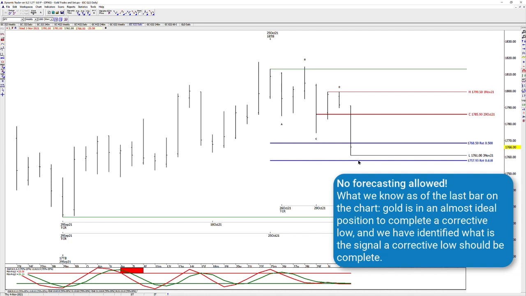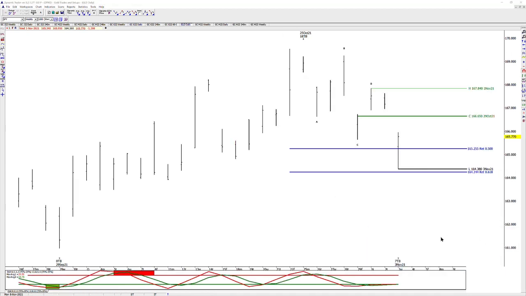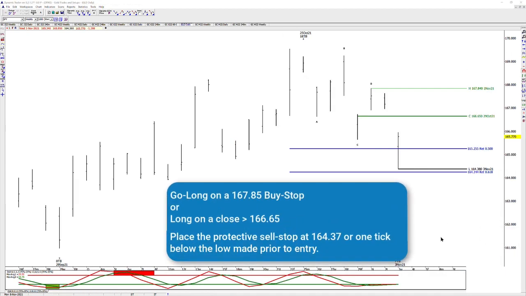We don't even know if this is going to be the low or if anything's going to change. But what we do know is, as of this point in time, we're in a position to complete a corrective low. So we're back in the GLD chart. Our trade strategy is simply go long on a 167.85 buy stop, that's a tick below this swing high, or on a close above 166.65, that's this closing low, this little swing low. One cancels the other. So if one comes first, we cancel the other one.